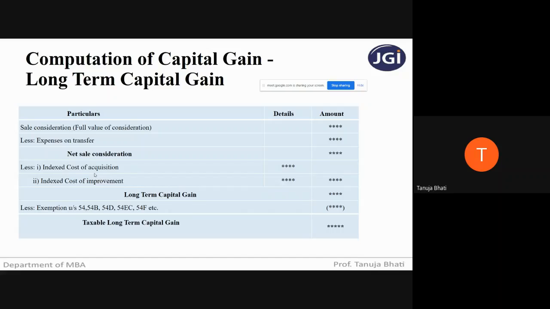So what the provision says is, if it is a long-term capital asset, you use not the actual cost of acquisition, but bring that cost of acquisition to the present value, to today's value, by using the cost inflation index, because every year there will be inflation happening. So convert the cost of acquisition into indexed cost of acquisition by using cost inflation index, since the asset is held for more than 36 months. Similarly, cost of improvement. Now, what is cost inflation index? I'll let you all know.